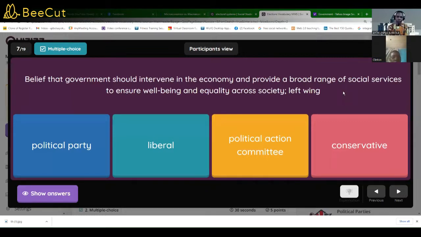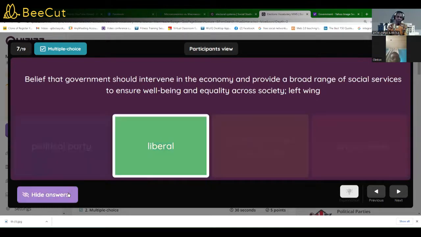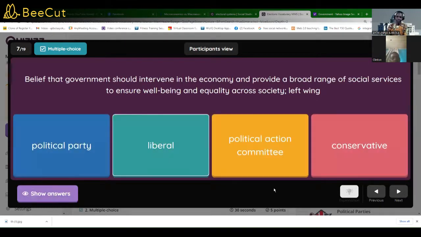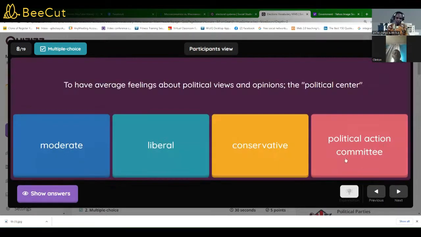Believe that government should intervene in the economy and provide a broad range of social services to ensure well-being and equality across society, left wing. It's actually liberal. So here we're talking about liberal and conservative. Okay. Yes, sir. So the next.